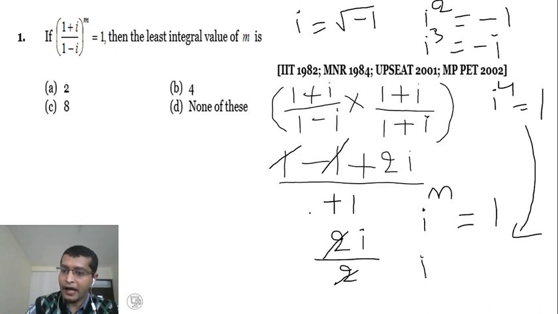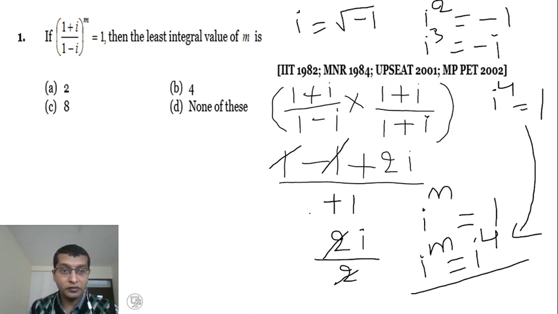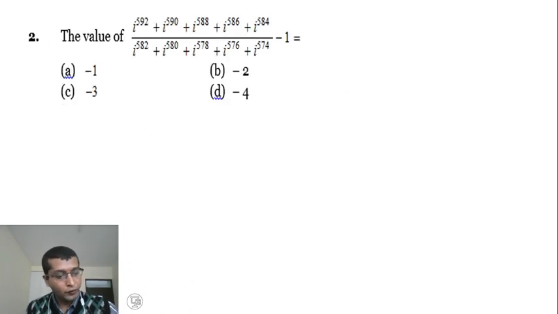So it is i raised to m as it is, and 1 we take as i raised to 4. Now bases are the same, powers we can equate, so we get the value of m equal to 4. Therefore B is the right answer. Now we'll move to the second example.